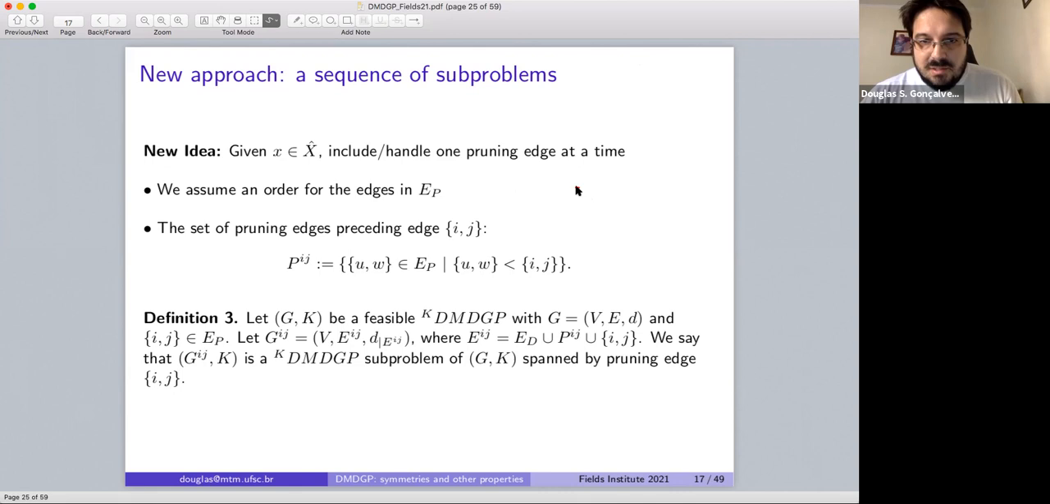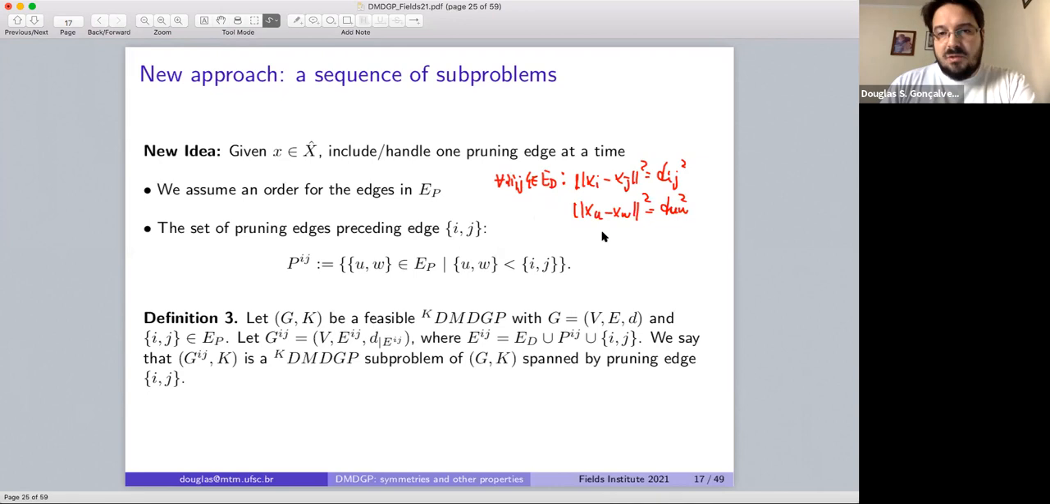First, we solve these equations for I and J in the set of discretization edges. And then we add one new constraint at a time. And so after solving this problem, let's call it problem one, we then include a new constraint, for instance, the squared norm of x_w minus x_10 equal to d_uw squared, and solve this new problem. And how do we do that? We do that by searching among the solutions of the previous problem, those for which this distance constraint is satisfied.